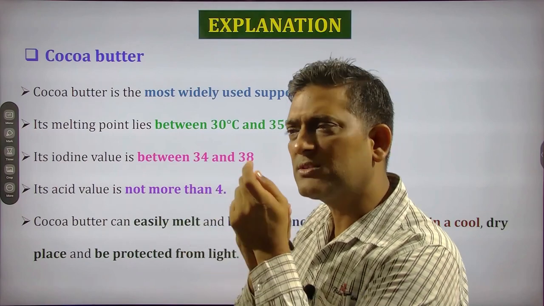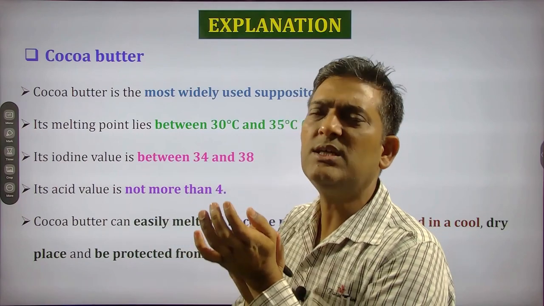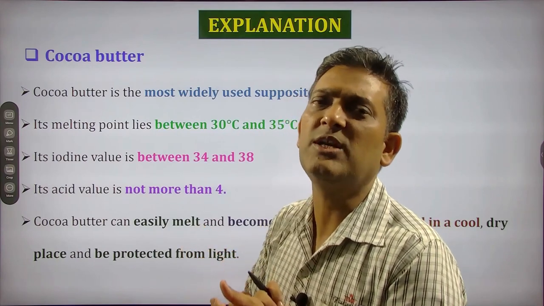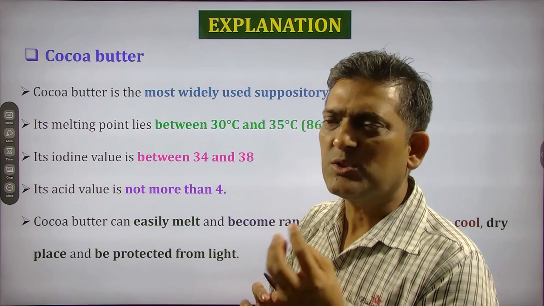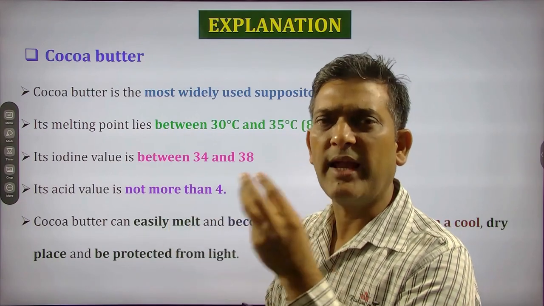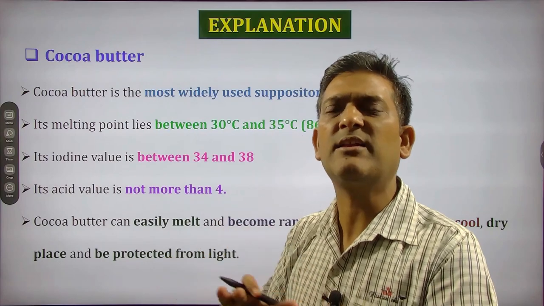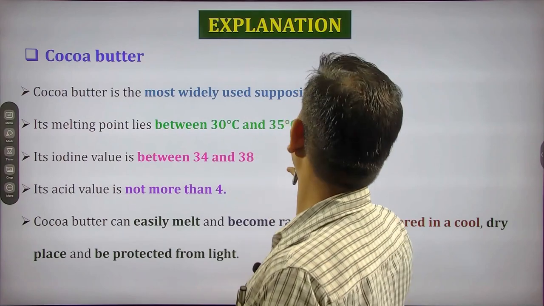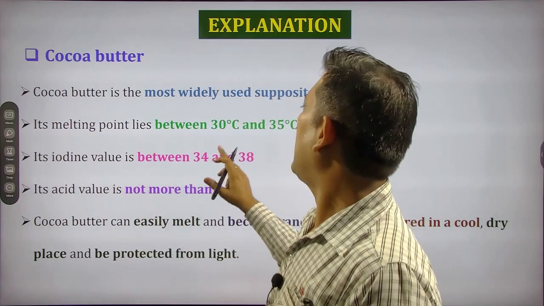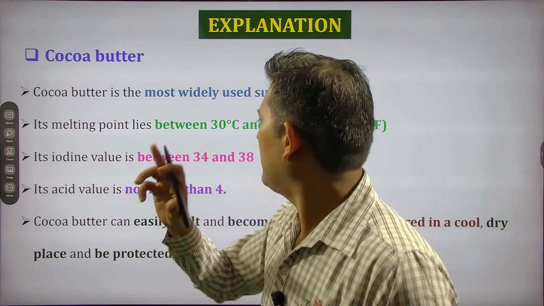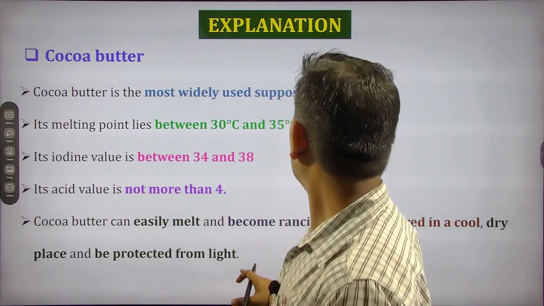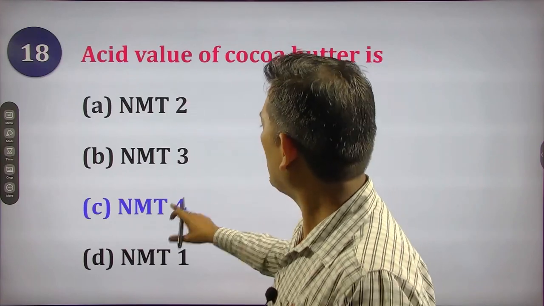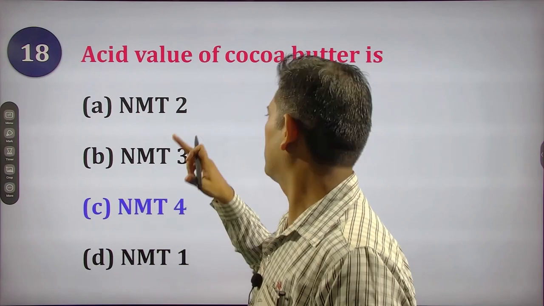We use such polymers or bases which are neutral and inert in nature, but which have to be released immediately at body temperature. At body temperature, at specific orifices where we apply the suppositories, it has to be released right there immediately and get melted. So that's why its melting point is between 30 to 35 degrees Celsius, iodine value between 34 to 38, but the acid value is not more than 4. So as far as the question is concerned, what is the acid value? Not more than 4. Getting it?